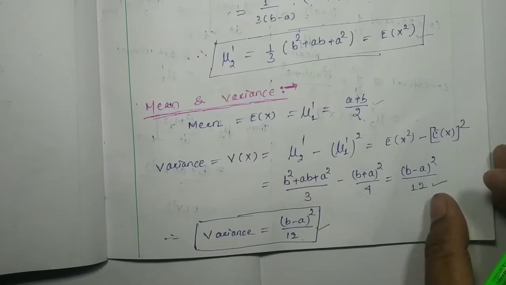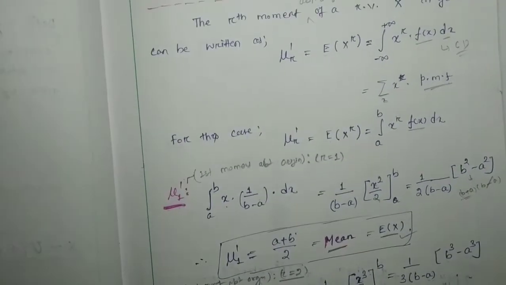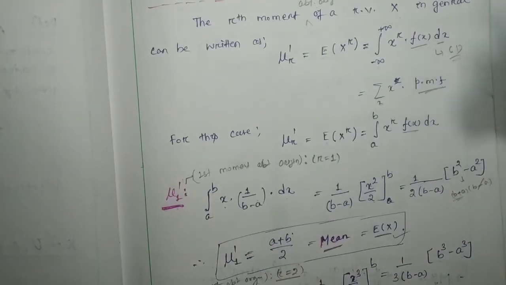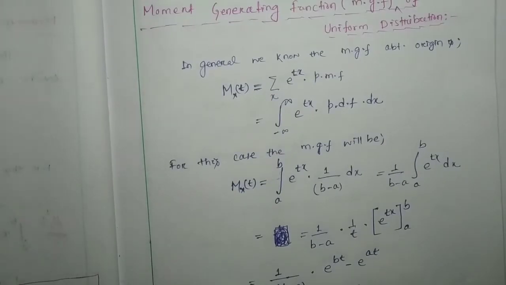See, watch carefully and write down the notes. These are the moments of the uniform distribution, sometimes asked in your exam for about 4 to 5 marks. Mean and variance are asked for 2 to 3 marks. So write down the notes perfectly, which is essential for your exam.